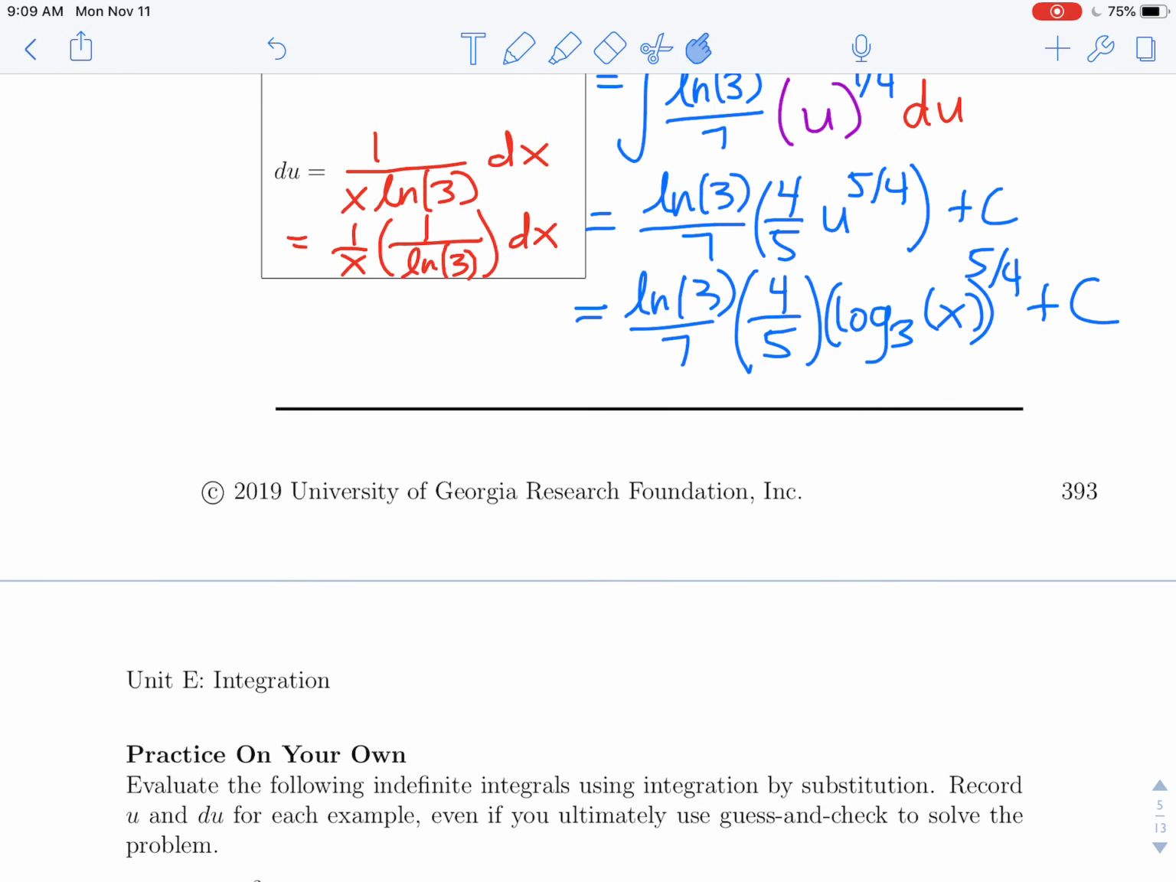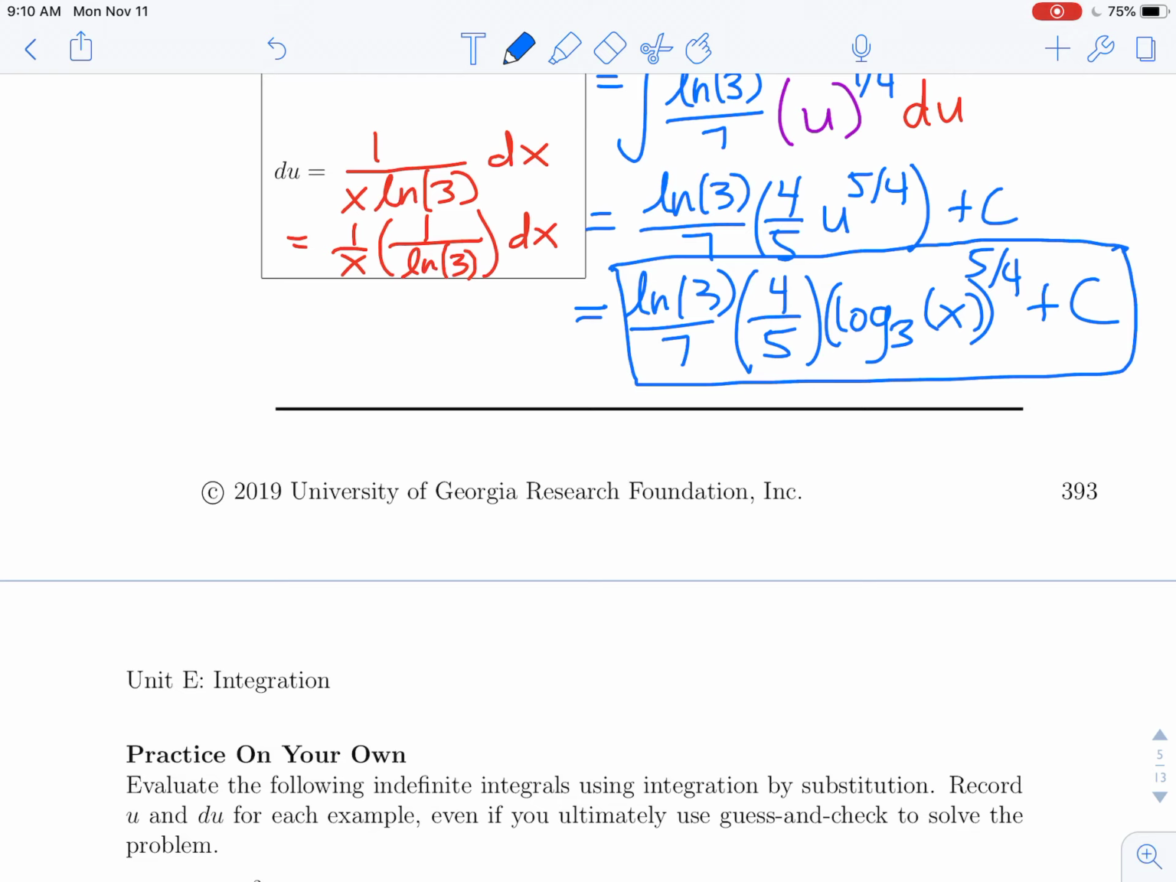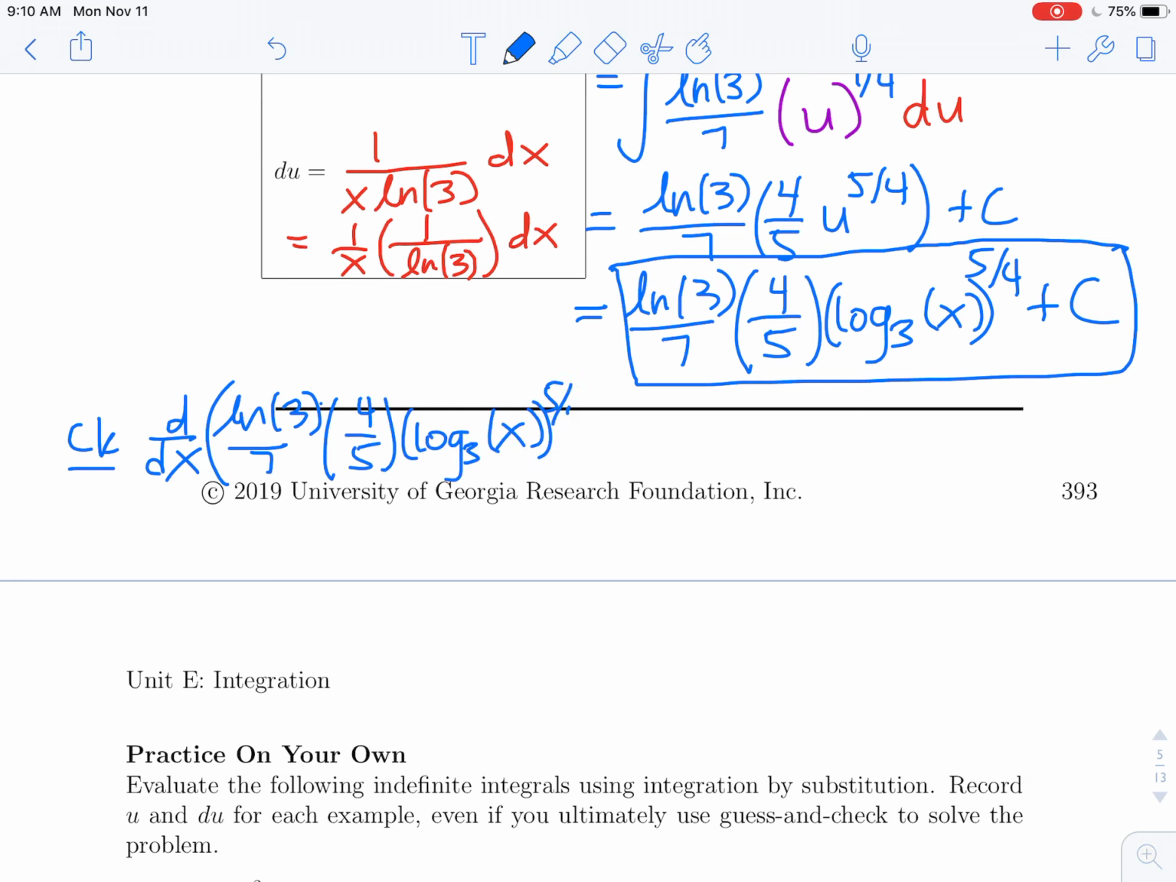All right, so I don't really want to do the check step, and I'm guessing you probably don't either, but we really should just go ahead and do it anyway. So check. The derivative of natural log of 3 over 7 times 4/5 times log base 3 of x to the 5/4 is equal to, drag the constants, and then use the chain rule to differentiate log base 3 of x raised to the 5/4 power.